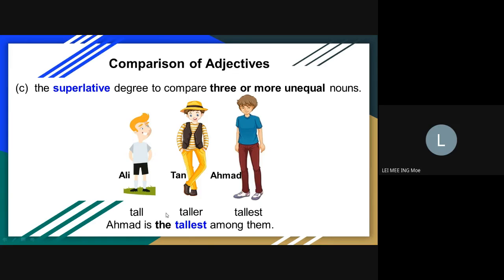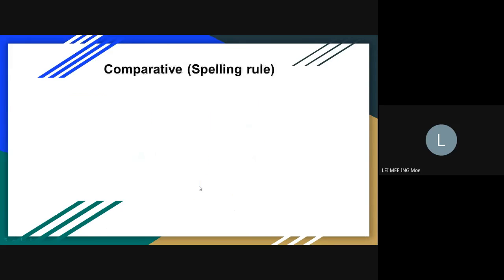So normally in our superlative degree sentence, we will have "the" in our sentence. And normally we add est to our adjective to form the superlative form. Alright? We have "the" in our superlative degree sentence, and we add est to our adjective to form the superlative form. So is this one clear? If yes, we move on to the next slide.